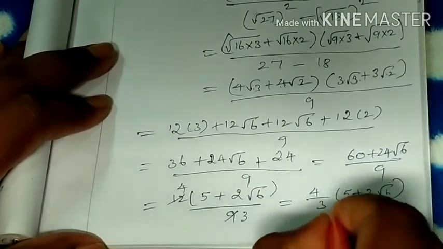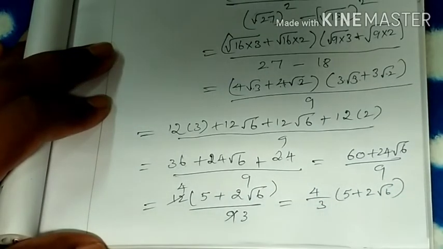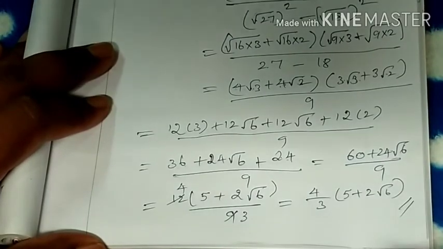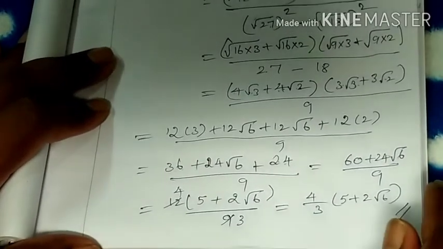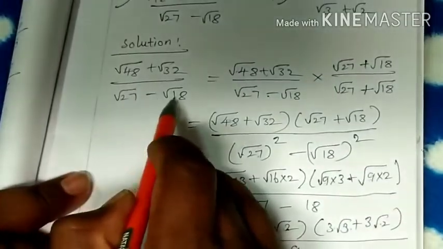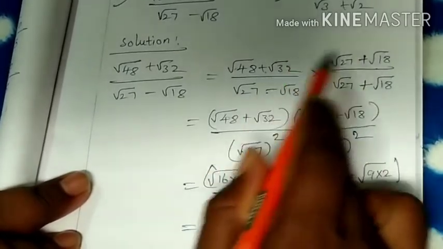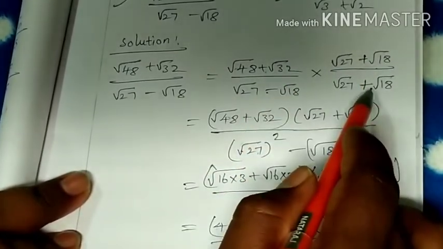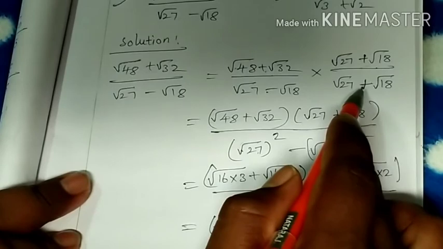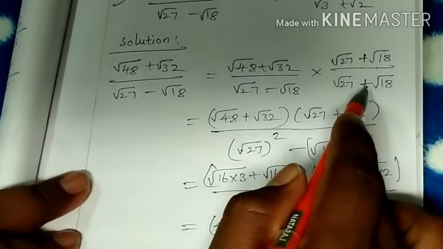The denominator is rationalized. The denominator is only 3. So this is the answer to the question. Okay, that's all. Have you understood? First, consider the denominator, take the conjugate multiplication, carefully multiply the numerator with the numerator and the denominator with the denominator, and we get the rationalized denominator. That's all, the answer.